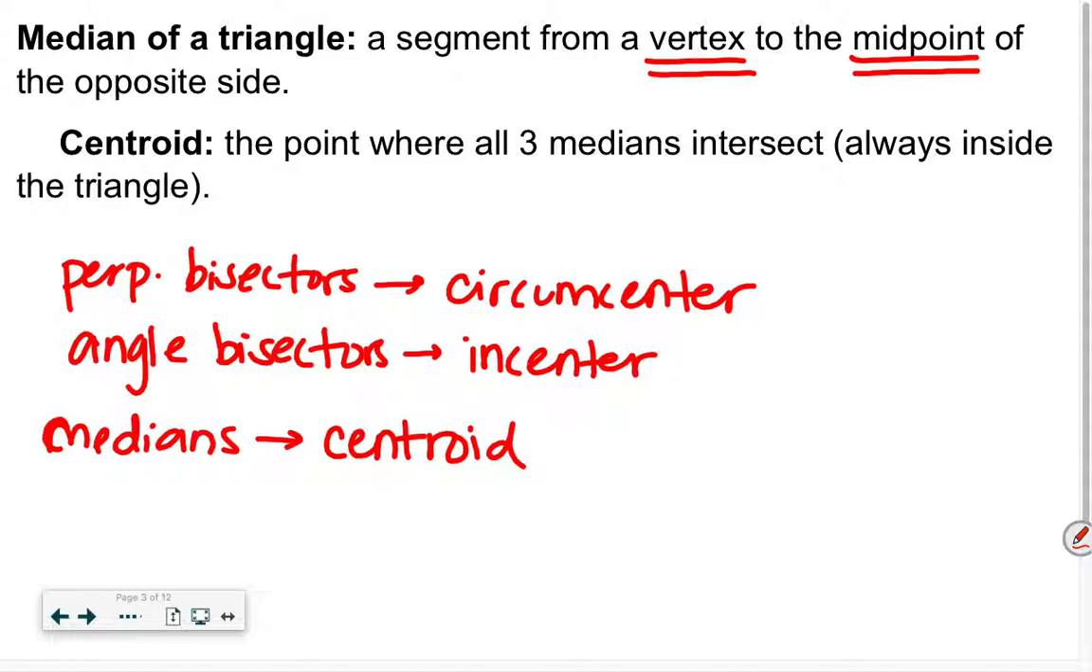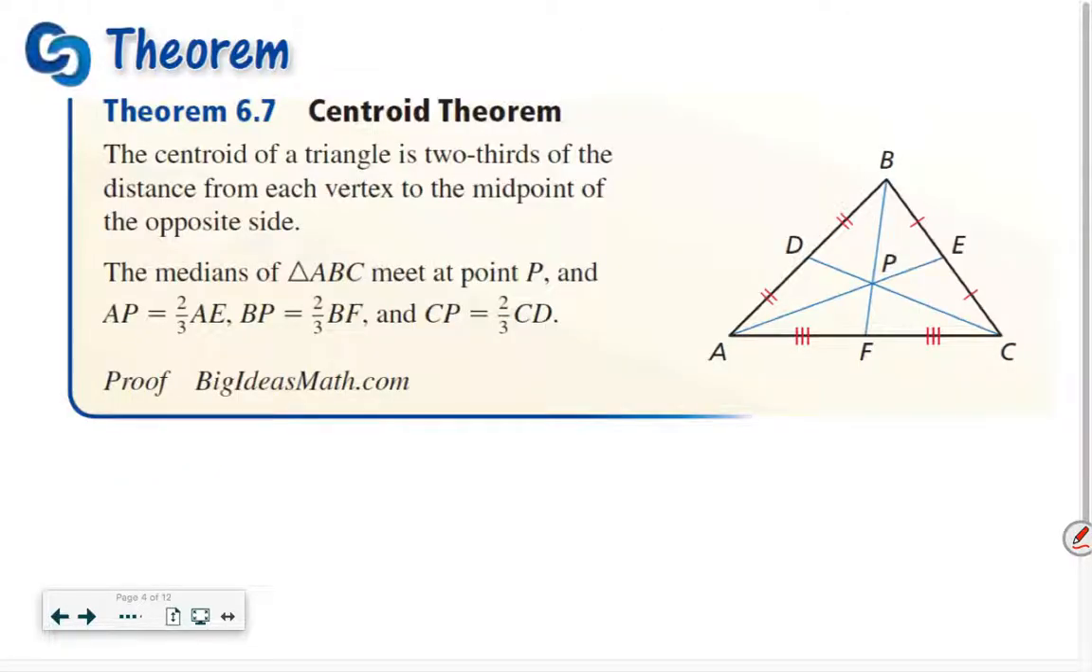Now, medians have a little bit of a tricky theorem. Last week, the perpendicular bisectors met at a point that was equidistant to each vertex of the triangle. So from that circumcenter to each corner of the triangle, those segments were all the same. The angle bisectors met at a point that was equidistant to each side, so each little perpendicular segment was the same length. For medians and centroids, they don't have any equidistant segments. They're going to be split into a bit of a thirds situation.